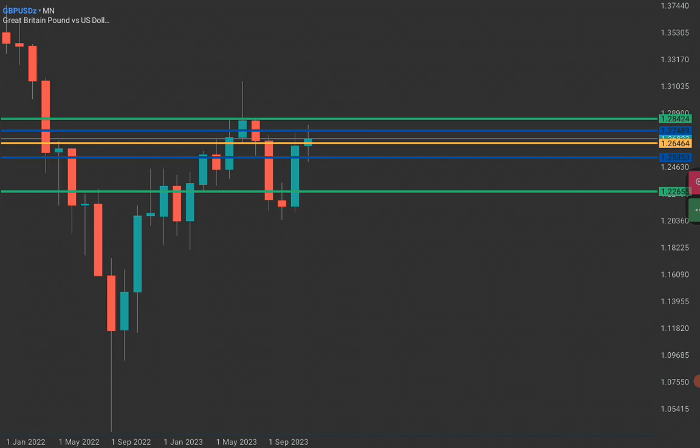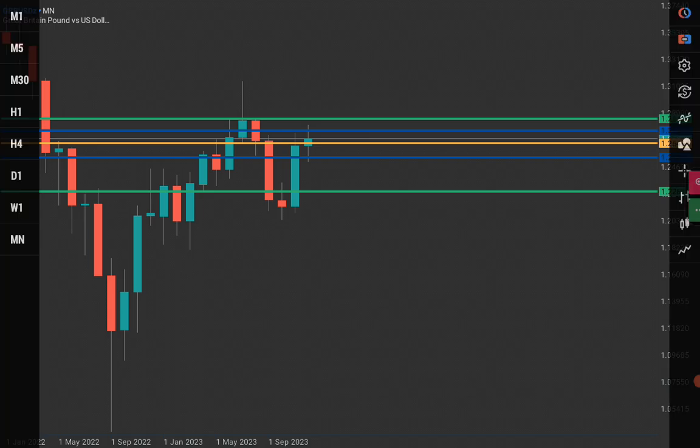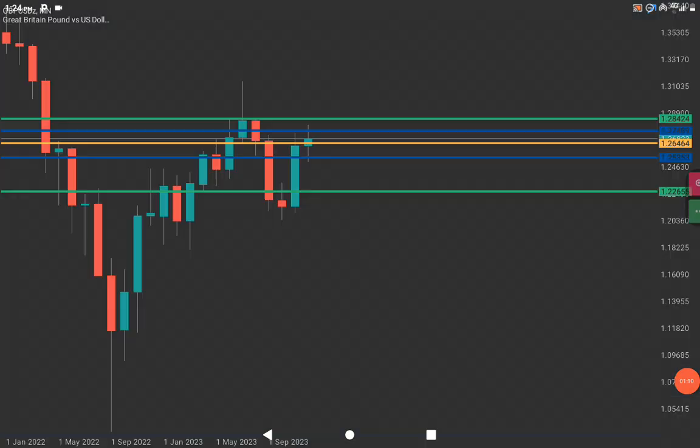When price comes to my monthly zones, I refine. When I mark my monthly zone, which is this green line and this green line, I refine it to the daily zone.